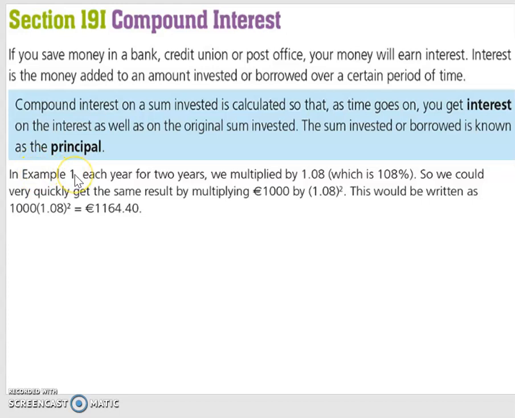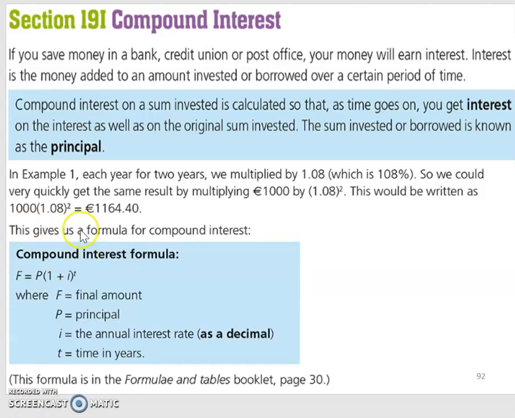So in example 1, the example we just looked at, each year for 2 years, we multiplied by 1.08, which is 108%. So we could very quickly get the same result by multiplying €1,000 by 1.08 squared. This would be written as 1,000 multiplied by 1.08 squared, which again would give us €1,164.40. Much quicker method.